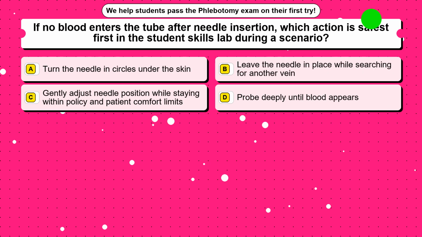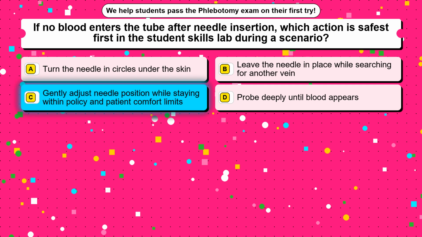Question 31. If no blood enters the tube after needle insertion, which action is safest first in the student skills lab during a scenario? Option A, turn the needle in circles under the skin. Option B, leave the needle in place while searching for another vein. Option C, gently adjust needle position while staying within policy and patient comfort limits. Option D, probe deeply until blood appears. The correct answer is option C. Gently adjust needle position while staying within policy and patient comfort limits.